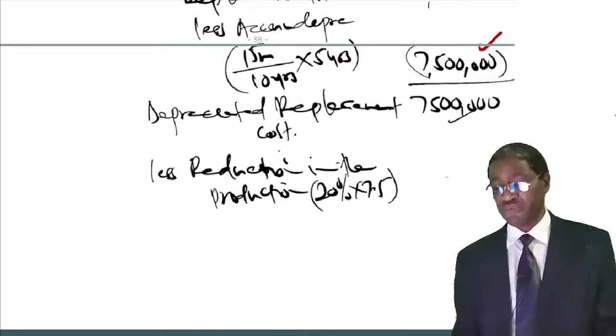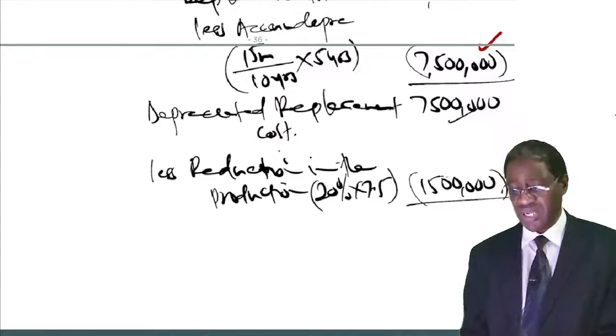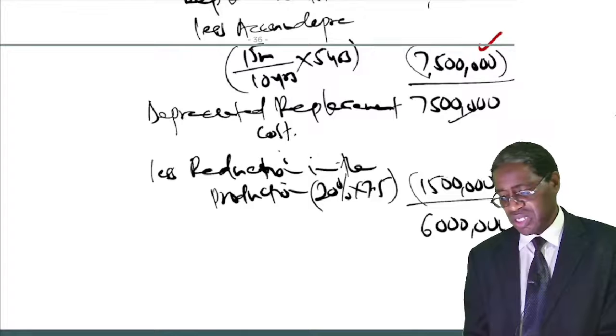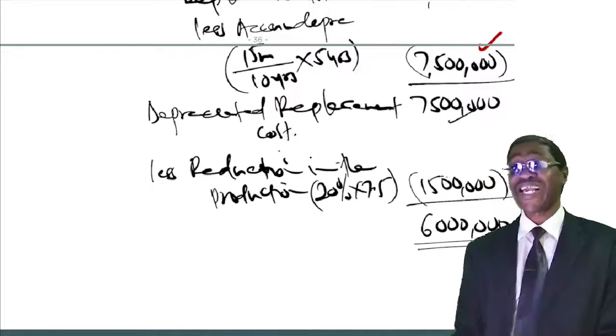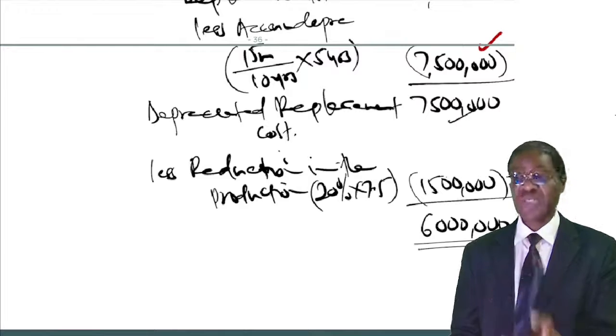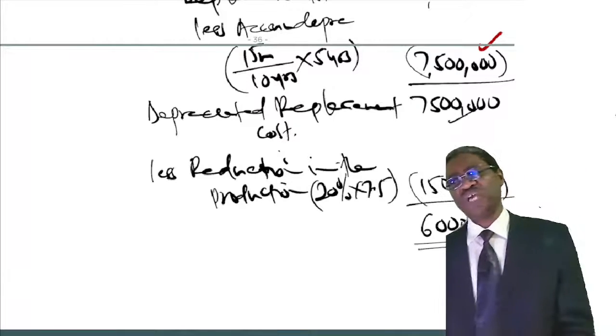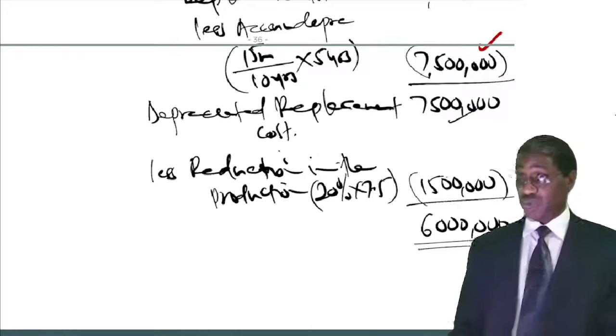It's about 1.5. I minus 1.5. That is the reduction in the efficiency. Then I now get a balance of 6 million. That 6 million now becomes again the value in use. Good. So that is the third method, which we are calling the service unit approach.